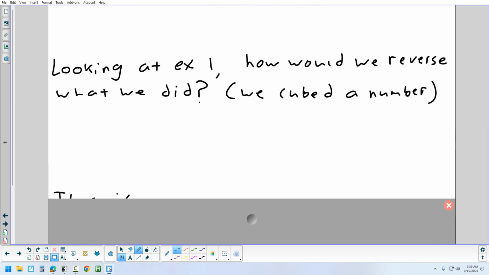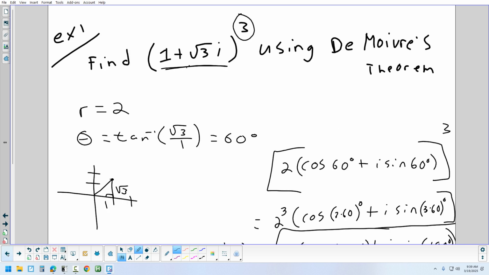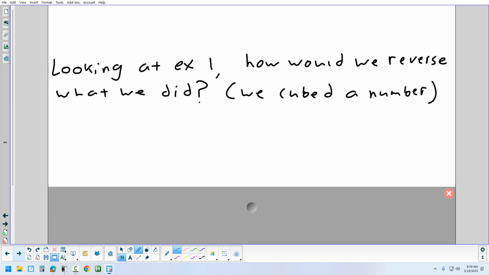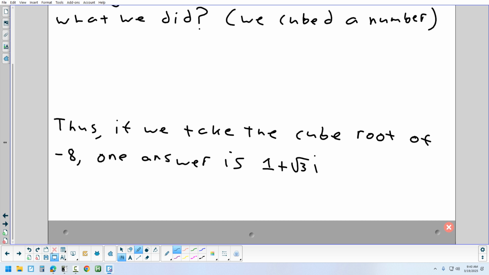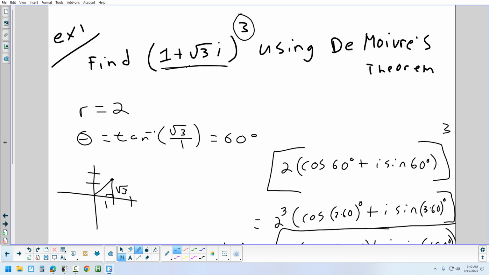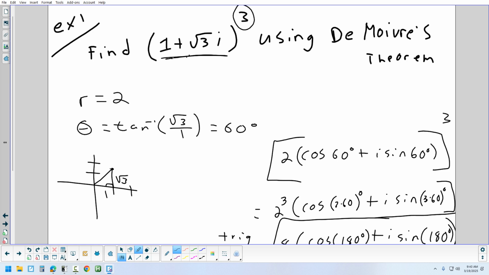So I already kind of asked you about that. In example 1, we took something and we cubed it. And then I asked you what would be the reverse. And the reverse is cube root. So in example 1, I think we got -8 as the final answer in standard form. So if you took the cube root of -8 to go back to the original problem, that would be one of the answers you get. That's one of the cube roots of -8.